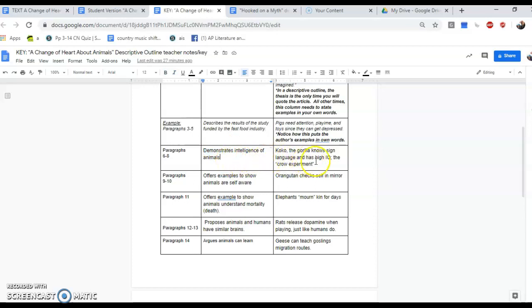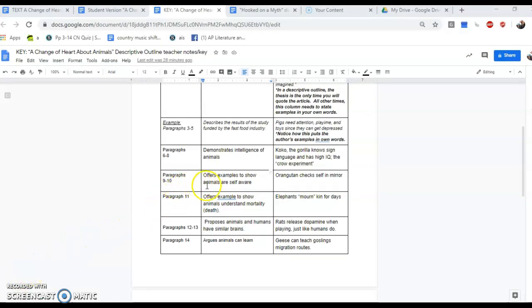Alright, so then here you're going to talk about what are the examples that he provides in order to try to prove this idea that animals are intelligent. So we know he gives the example of Coco the gorilla, how she knew sign language and had a high IQ, relatively close to a human's, by the way. And then also gives examples from the crow experiment where Betty was able to bend the hook in order to get food 9 out of 10 times. So also Rifkin was using this as an opportunity to throw some logos in there.